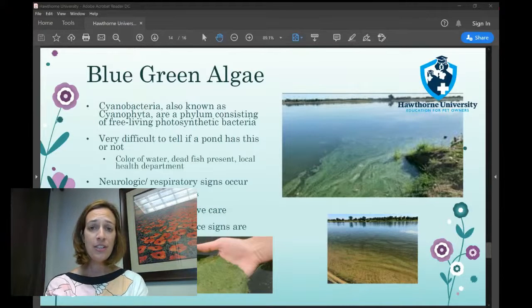If you see dead fish, that's the number one sign. Never let your dog or cat, any animal, drink from a pool of water that has dead fish in it. That is one of our biggest clues that the algae is present. And then obviously we're looking for the color of the water. What's really scary about this is the very severe neurologic signs and respiratory signs. They can occur anywhere from 15 minutes after ingestion up to several days.